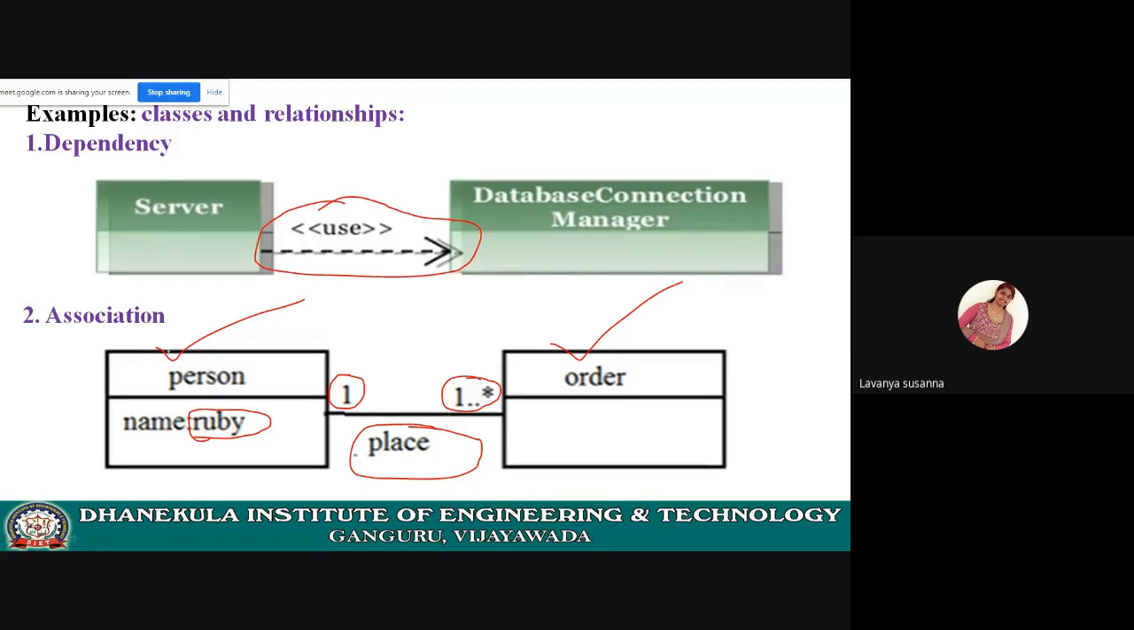If you draw a single line, it means bidirectional. You can draw like this also, which means the person object is invoking the object of order. In that way. Already you know that in the second unit I have discussed all these things, dependency and association.